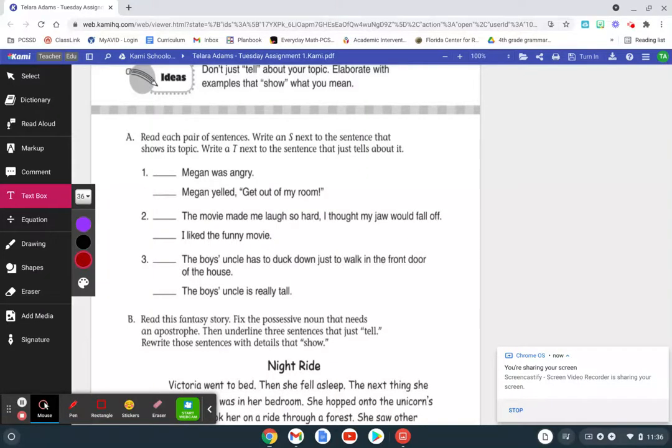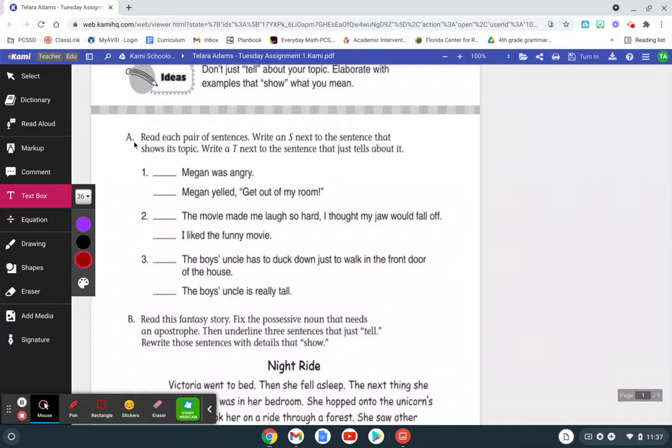We are continuing this AMI day with another start with ideas. Don't just tell about your topic, elaborate, explain. Elaborate with examples that show what you mean. That makes it nice and interesting for your reader, and they want to keep going.